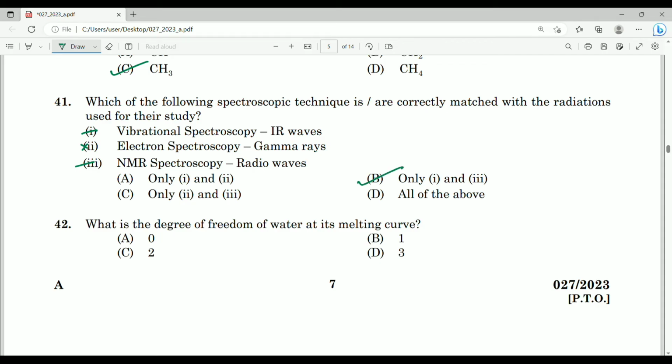What is the degree of freedom of water at its melting curve? So at melting curve, ice will become liquid. So F is equal to freedom, degree of freedom is C minus P plus 2. Components is 1, number of components 1, number of phases will be 2, then plus 2. So 1 minus 2 plus 2 give 1. So the answer is 1.